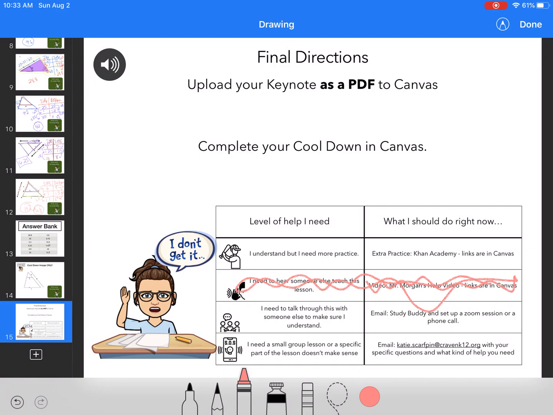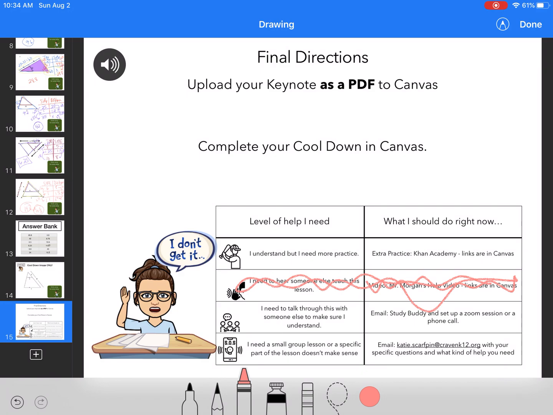And then I need a small group lesson, or you need more problems like this, or you need to sit down and really slow the process down and kind of ask questions as you go, you're going to email me specifically what you need. So do you need help setting up the tables? Do you need help using the tables? That way I can make sure that my small group lesson targets what you need and you're not sitting through a lesson you don't.